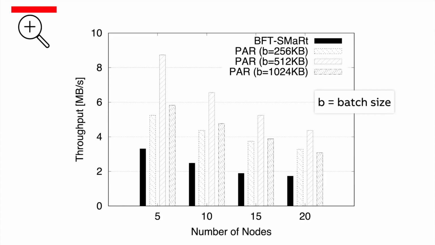Our system is called PAR for propose, attempt to decide, and randomize. We varied the batch size to find out which size results in the best performance. As the graph shows, our system, in all cases, achieves a better throughput. When using the best batch size, it outperforms BFT Smart by a factor of roughly 2.5.